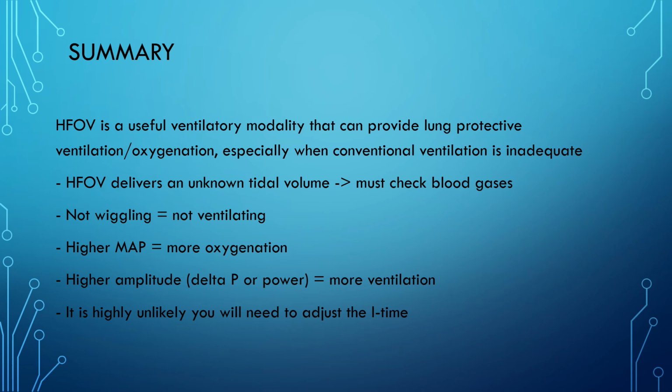So in summary, the oscillator is a useful ventilatory mode. It can provide lung protective strategies. It delivers an unknown tidal volume, so frequent blood gases are required. Make sure that the patient is wiggling. If it's not wiggling, you're not ventilating. To increase oxygenation, you can increase your FiO2 and increase your mean airway pressure. A higher amplitude, or delta P, equals greater ventilation. And once again, it's highly unlikely you will need to adjust the I time.